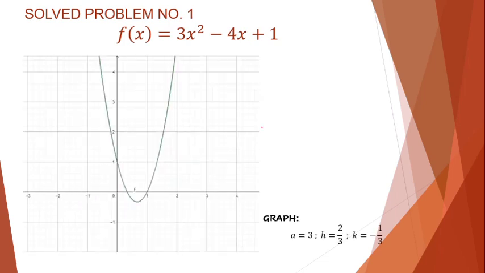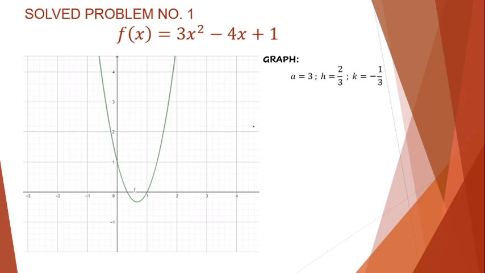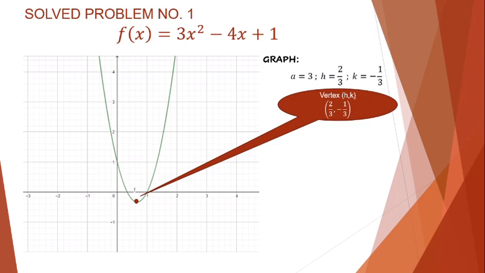Next one. Ngayon, graph naman. So, ito na yung nakuha nyo. Ang inyong h, ito. This is h and k. This is your vertex. This is negative 1/3. Diba? And this is positive 2/3. 0.66, 0.67. In your manual graphing, you can convert this fraction into decimal.